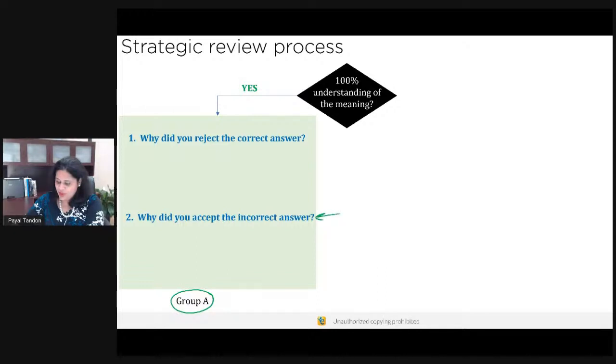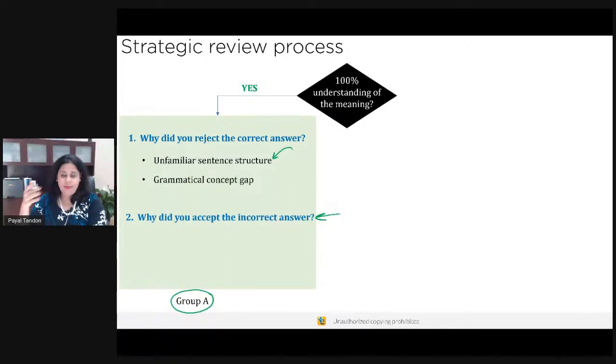The second question that you need to answer is, why did you select the incorrect answer choice? If you selected choice D, why did you do that? And you need to put solid rationale behind it. Again, for the first question, why did you reject the correct answer choice? It could be either unfamiliar sentence structure or a certain grammatical concept gap. In this case, choice B definitely had a grammatical concept gap, in that you didn't know that have been equipped is the correct verb tense to explain something that was true in the past but no longer in the present. Now that is the entry that you make.